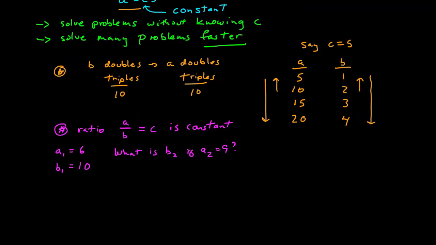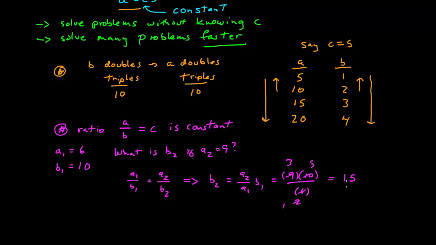Now, instead of trying to solve for C and set up two equations and substitute, we can use this proportional reasoning in this ratio to find it directly. We know that A1 over B1 is equal to A2 over B2, and this gives us that B2 is equal to A2 over A1 times B1, where A2 is 9, and that's 10 over 6. 3 and 2, 1 and 5, thus this is equal to 15.